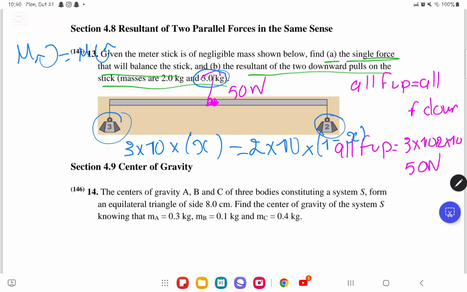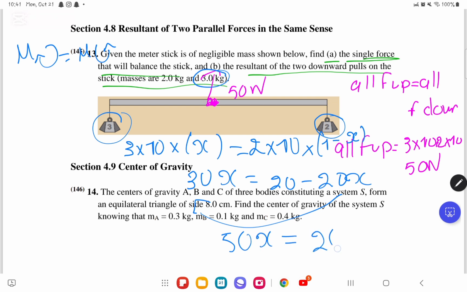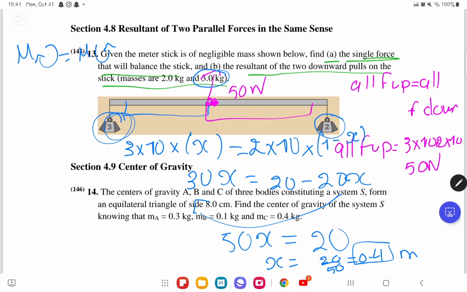So far it's really understandable what we did. So we got 30x is equal to 20 minus 20x. You guys have to know how to solve this. Bring this to the other side, you get 50x is equal to 20. So x is equal to 20 over 50, which is 0.4. So you should put it at a distance of 0.4 meters from the 3 kg. If you want to know the distance from the center of gravity to the 2 kg, it will be 1 minus 0.4 meters, so it's 0.6 meters. Notice always that the center of gravity is closer towards the heavier object.